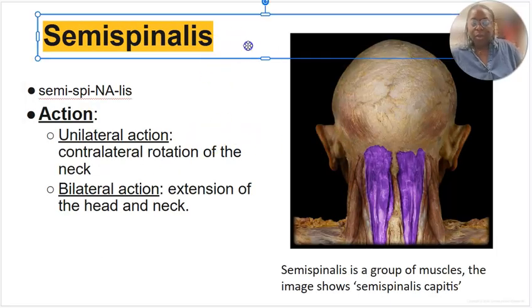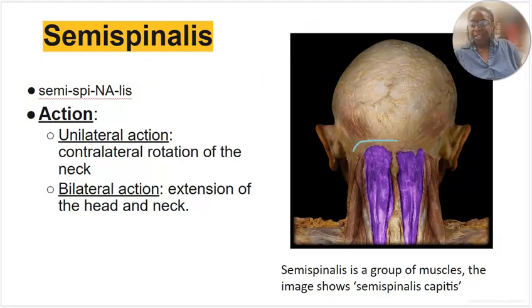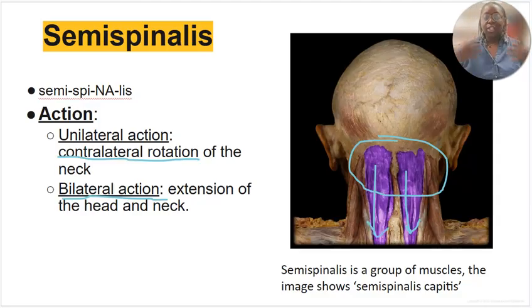All right, moving on, we have the semispinalis. Now this one here, we see the semispinalis capitis. It's a huge group of muscles, but here's the image of this one. And so here, we're going to see contralateral rotation. When one side of this muscle contracts, it's going to make your head move in kind of the opposite direction, or your neck move in the opposite direction. Versus bilateral action, so when both the semispinalis muscles contract, that's going to lead to extension of the head and neck. And remember, extension of the head and neck is achieved when you're just looking straight in anatomical position.